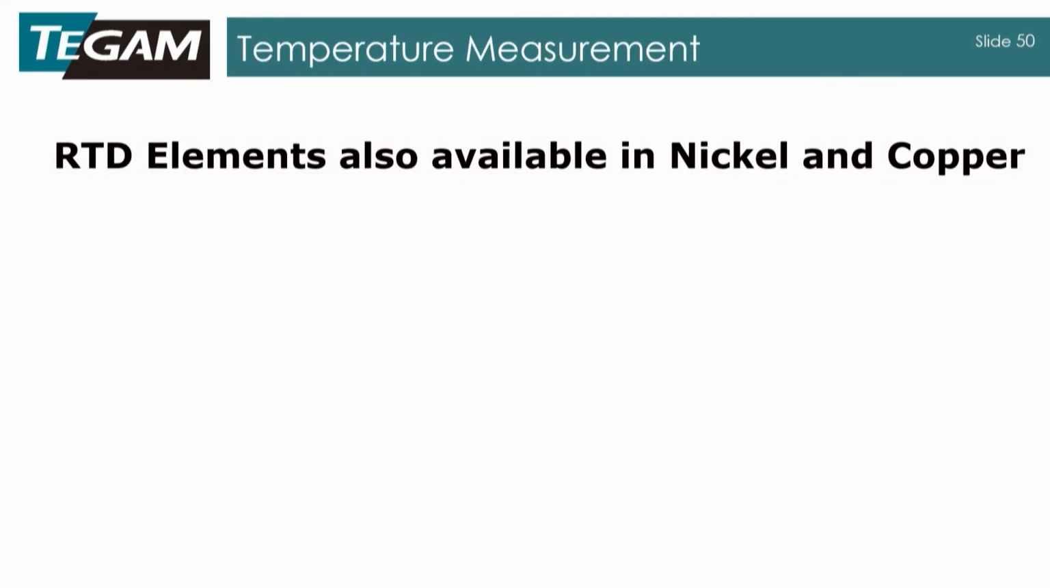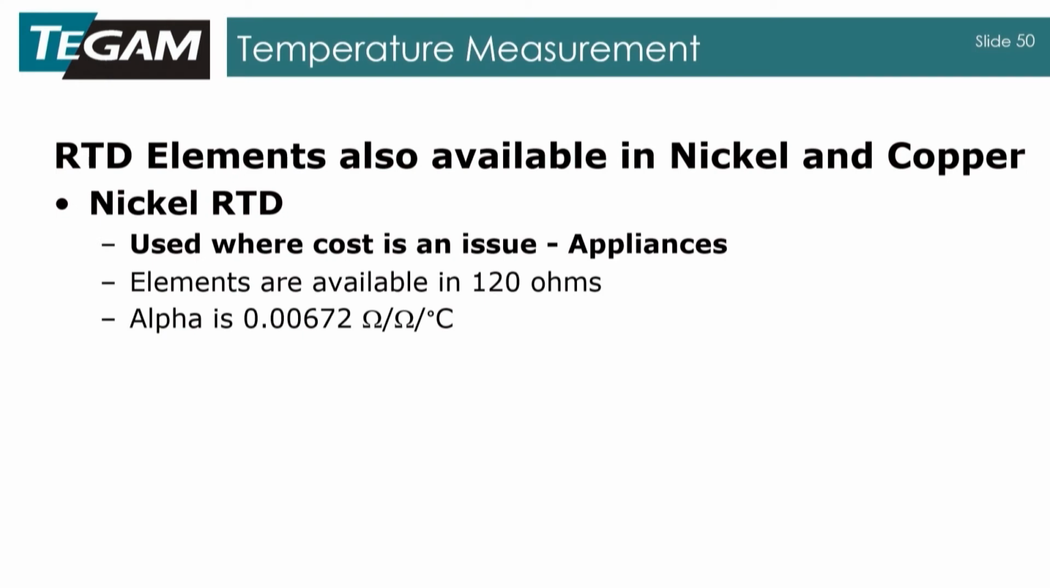Now, RTD elements are also available in nickel and copper. Nickel, you're most likely going to find in appliances. It's used where cost is an issue, so think air conditioner, refrigerator, those types of things. These elements are usually 120 ohms, and that's their alpha.